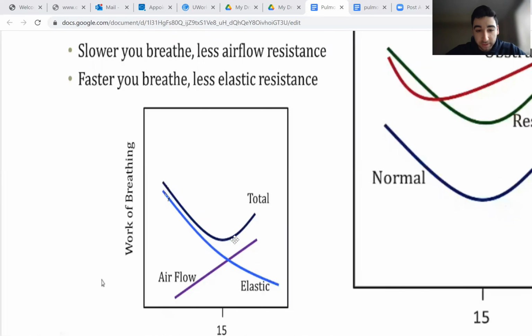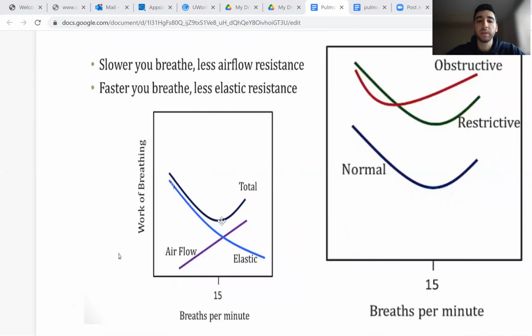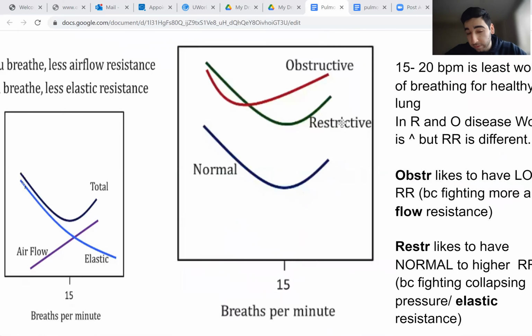So the truth is, the work of breathing is lower somewhere in the middle, where the elastic forces and the airflow forces minimize somewhere at this point. So this lowest point is the lowest work of breathing that a normal lung can sustain. So this is where we usually breathe. And Dr. Ryan says it's around 15 to 20 breaths per minute. Now, what happens in obstructive and restrictive disease?